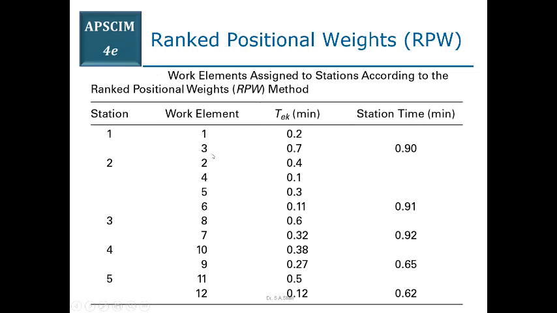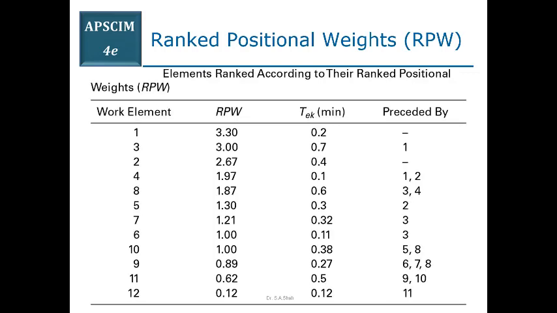So the next element you can assign is 0.7, work element 3. And now the total busy time of this station is 0.9 minute. 0.9 minute means you are left with a slot of 0.1 minute. So now we can look for an element whose operational time will be 0.1 or less than 0.1. There was only one element with 0.1. So we can assign this element number 4 to the first workstation because it is fulfilling our time constraint.